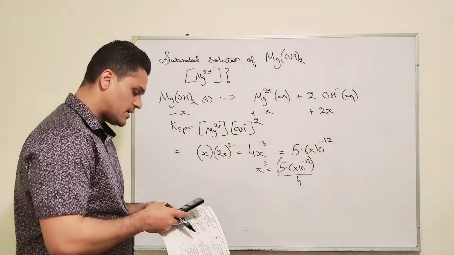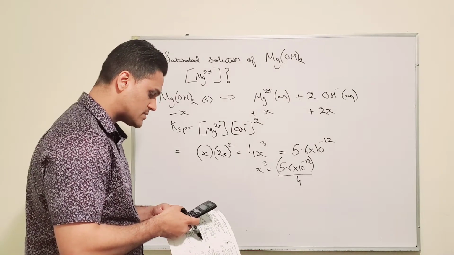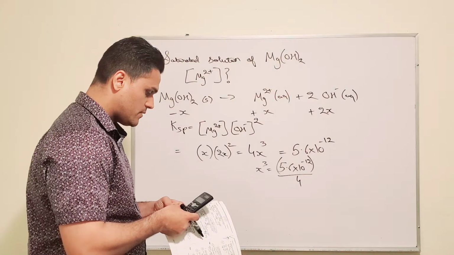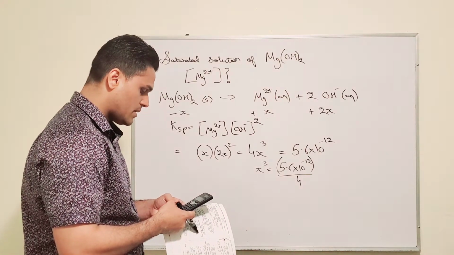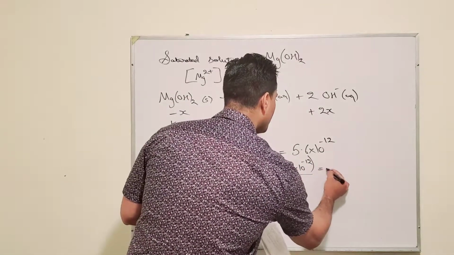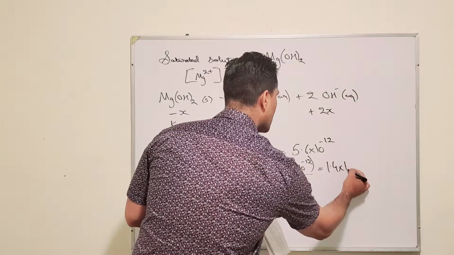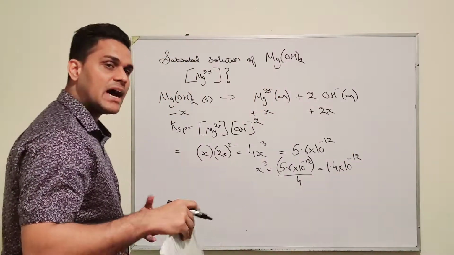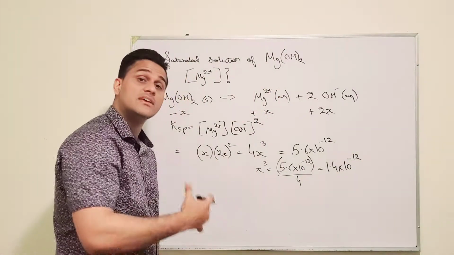I'm going to punch that in. So it's going to be 5.6 times 10 to the power minus 12 divided by 4. And that gives me 1.4 times 10 to the power minus 12. And now to solve for x, we're just going to take the cube root.